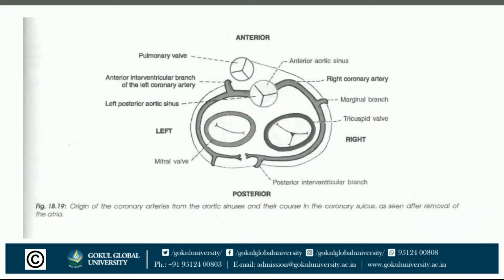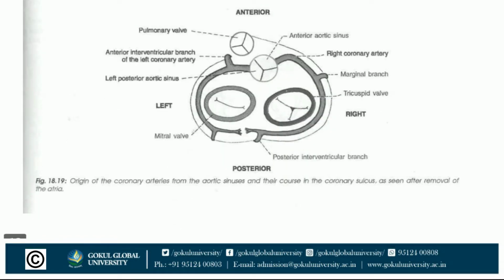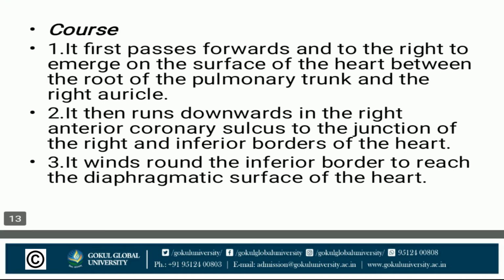In this diagram you can see the right coronary artery, which arises from the anterior aortic sinus. Now we will discuss its course. It first passes forward and to the right to emerge on the surface of the heart between the root of the pulmonary trunk and the right auricle.